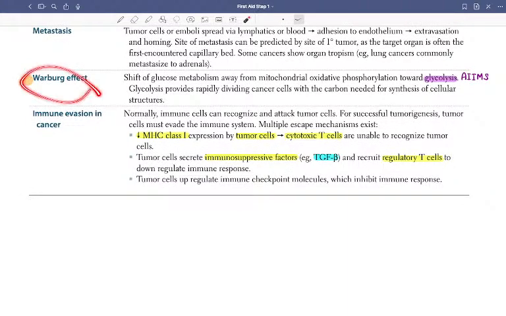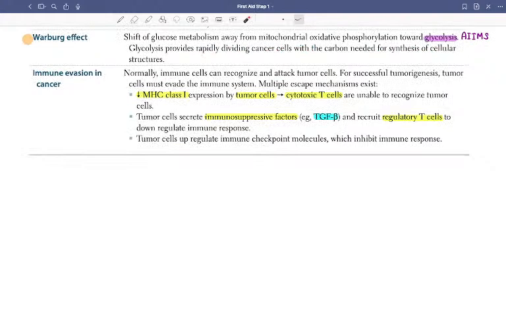Warburg effect is important. Shift of glucose metabolism away from mitochondrial oxidative phosphorylation towards glycolysis. Warburg's effect is basically from mitochondrial it's going to glycolysis. Glycolysis rapidly provides the dividing cells with whatever cellular structures are needed.